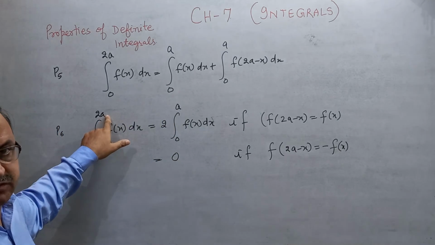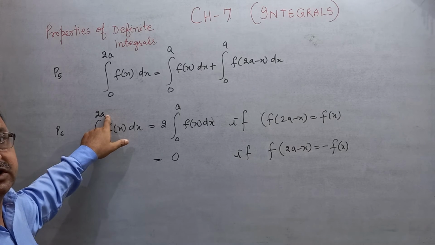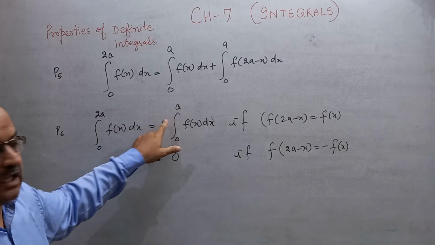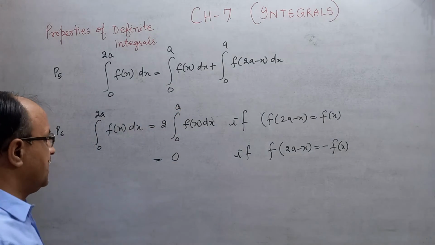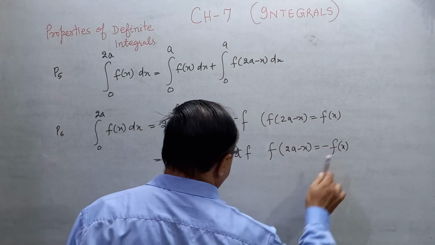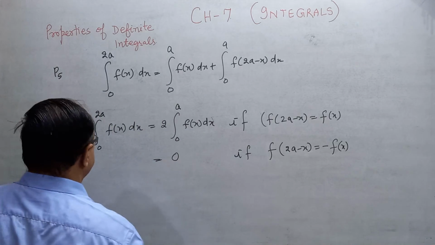It means the half of this portion. If you have 2a, then you can write a. If you have pi, then you can write here pi by 2. Clear? And if f of 2a minus x is equal to minus f of x, then you can write 0.